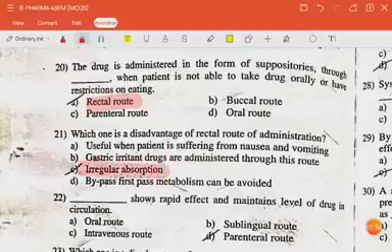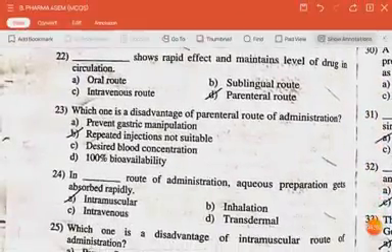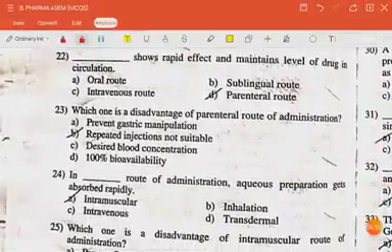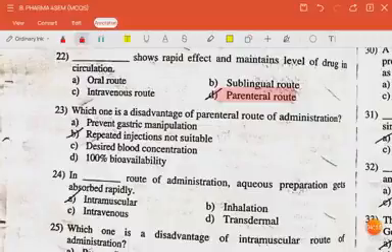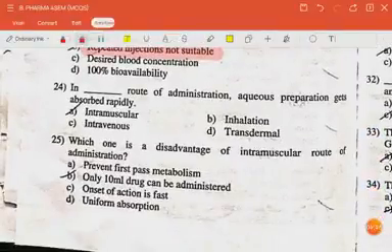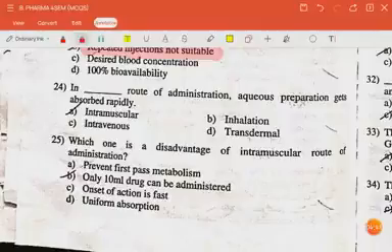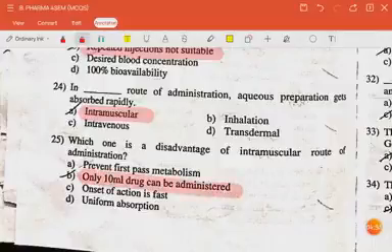It is irregular absorption. The next question is, dash shows rapid effect and maintains level of drug in circulation. The answer is parenteral route. The next question is, which one is a disadvantage of parenteral route of administration? The answer is repeated injections not suitable. The next question is, in dash route of administration aqueous preparation get absorbed rapidly. The answer is intramuscular. The next question is, which one is a disadvantage of intramuscular route of administration? The answer is only 10 ml of drug can be administered.